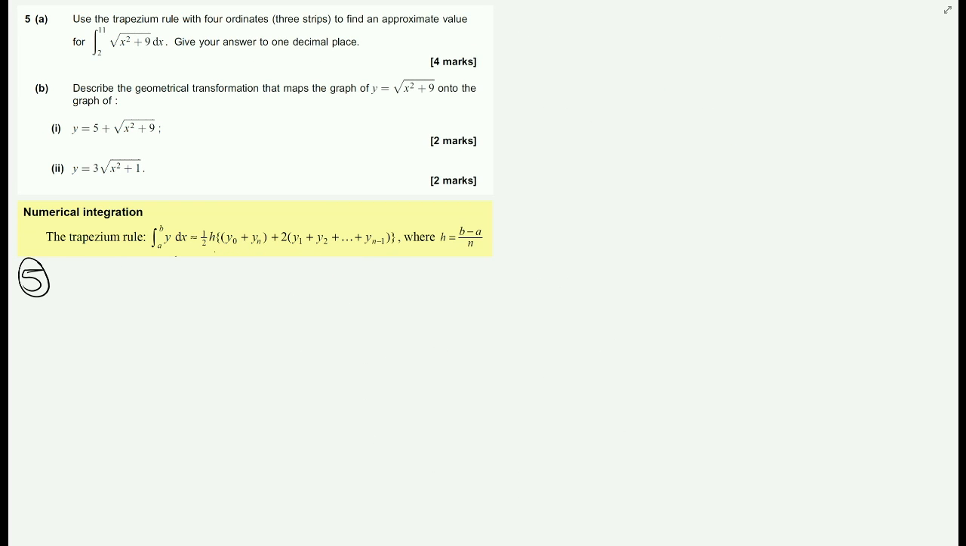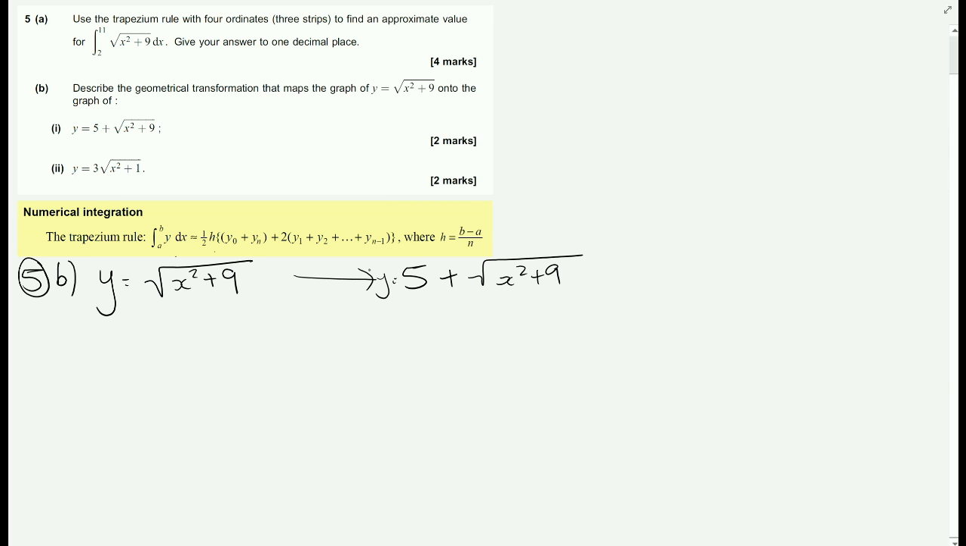Okay, we're on to part B then. So we've just done the trapezium rule and we're now doing 5B, which is a couple of transformations questions. So y equals the square root of x squared plus 9, and we're looking to transform that firstly into 5 plus the square root of x squared plus 9, and that's y equals again.